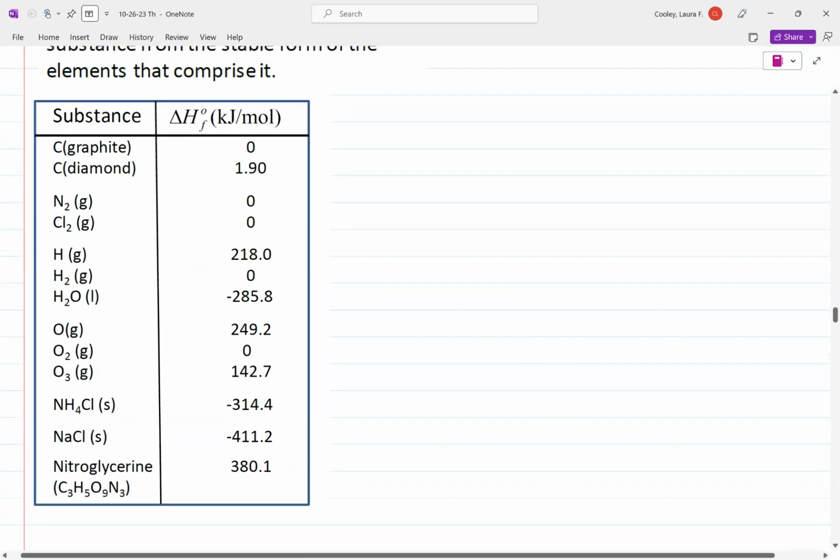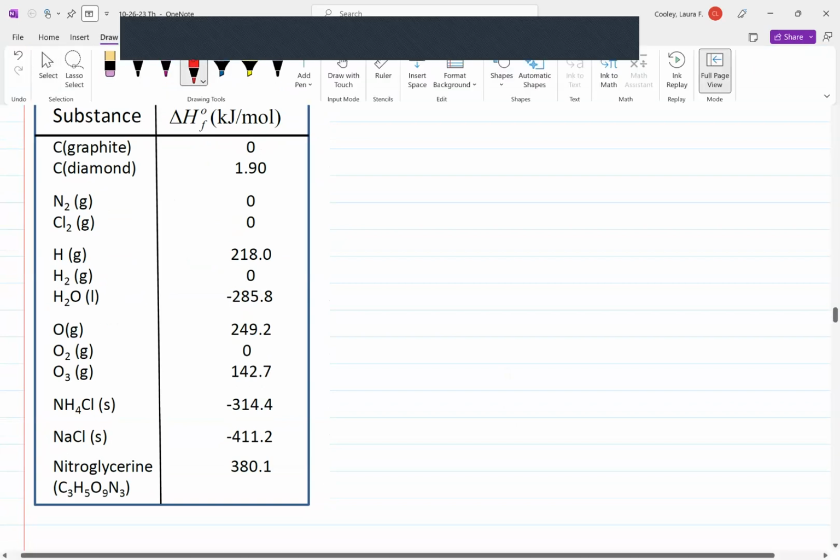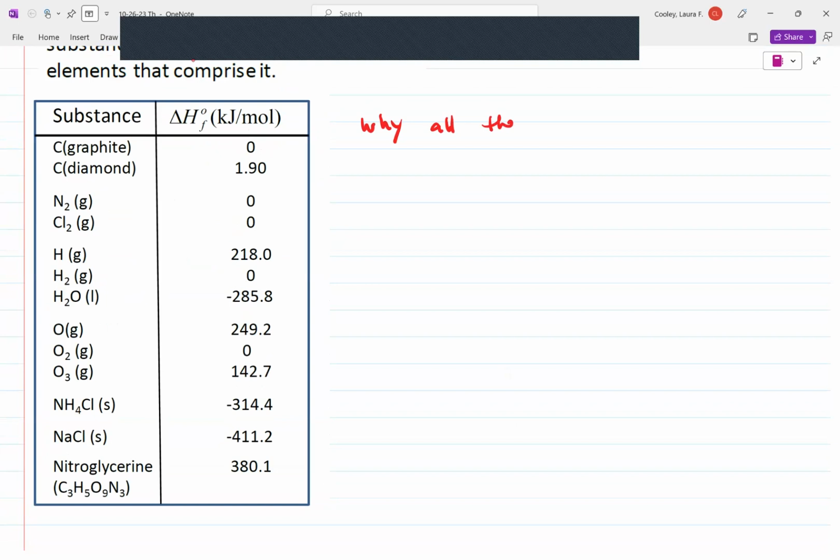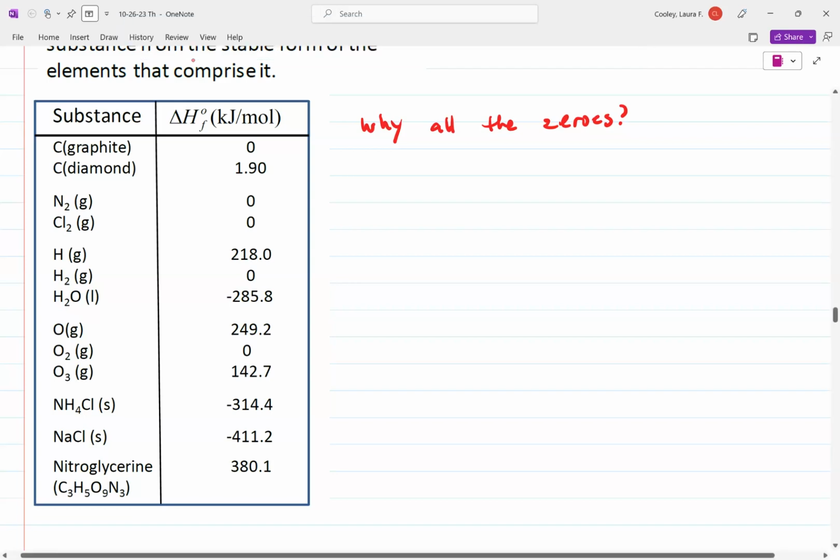And I want you to notice something about this table. What do you notice when you look at this table? What is the thing that strikes you first? Yeah, what's all the zeros for? Why all the zeros? Okay, so let's look at, remember what this delta HF0 corresponds to. It corresponds to forming 1 mole of a substance from the elements that make it up.